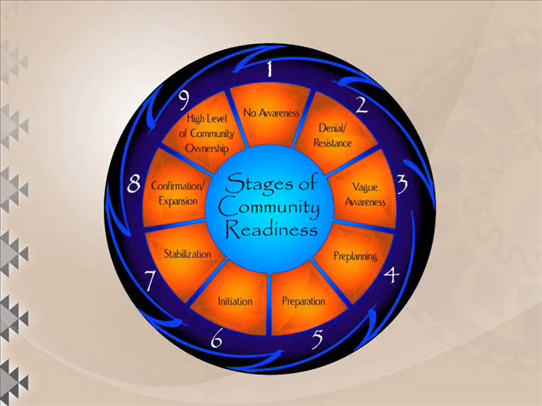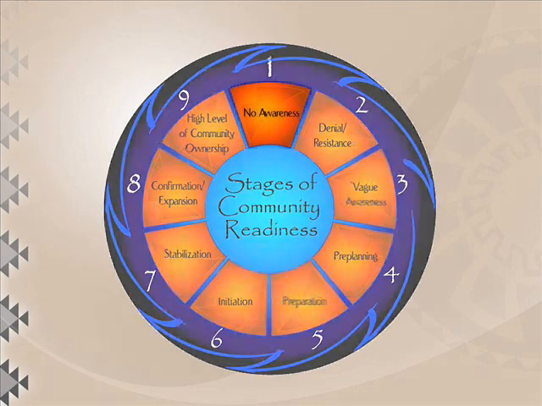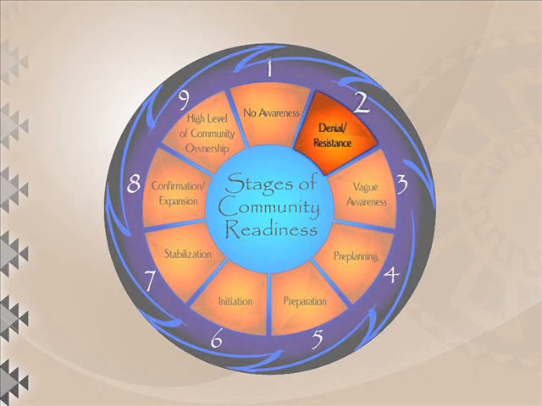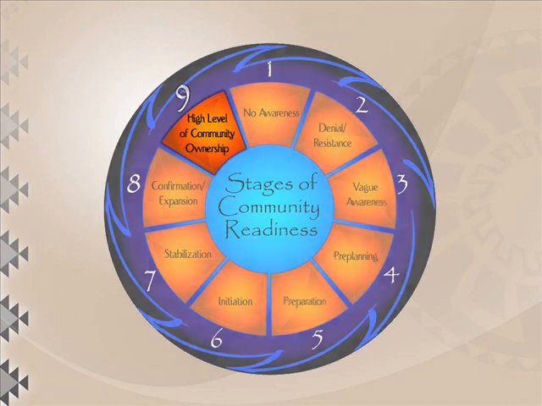These are the 9 stages of community readiness. Our first stage is no awareness. The second stage is denial and resistance. The third is vague awareness. 4th is pre-planning. 5th is preparation. 6th is initiation. 7, stabilization. 8, confirmation and expansion. And 9, high level of community ownership.